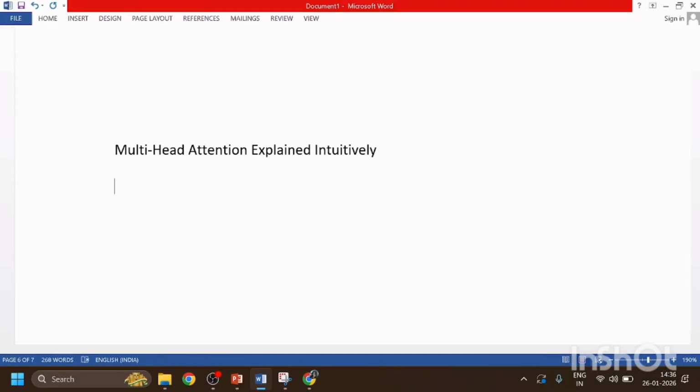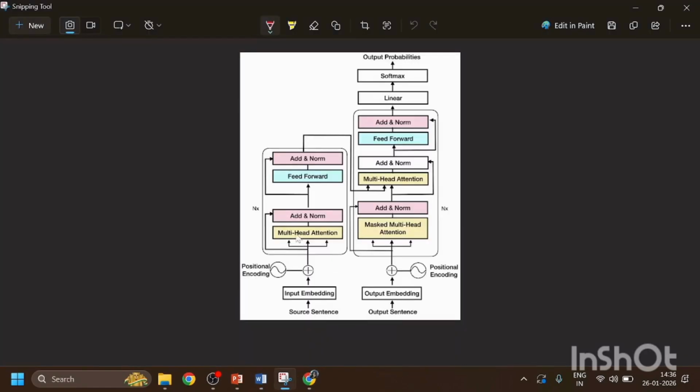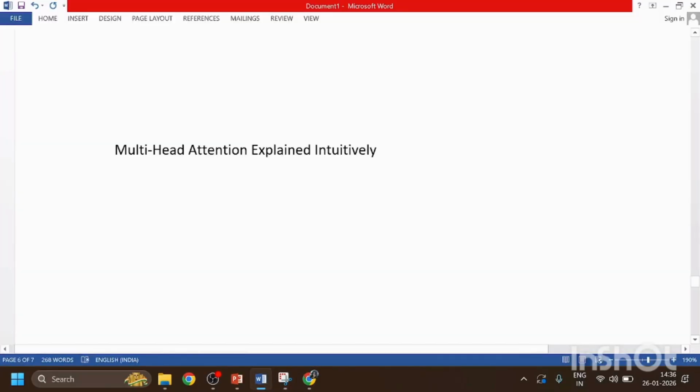Now we are going to understand multi-head attention deeply. In the last video we understood self attention. Now the question is, if attention already works, why do we need multi-head attention? I already showed you this diagram. Here we are going to understand why we need it.